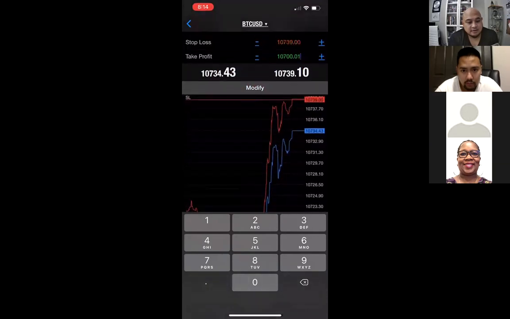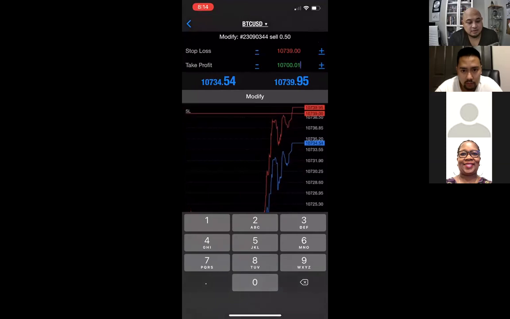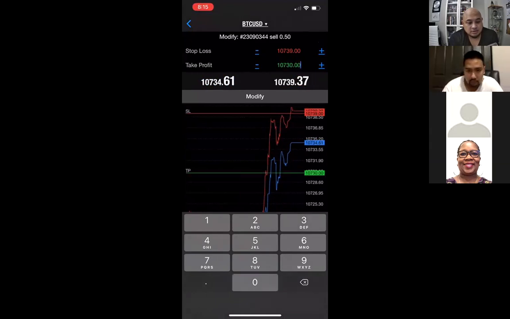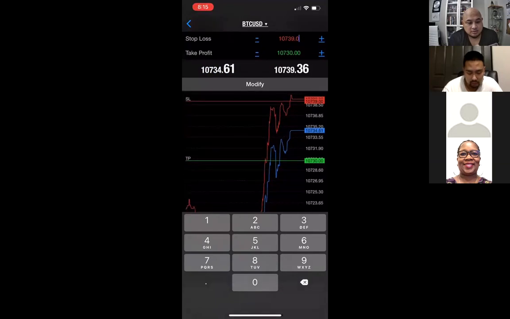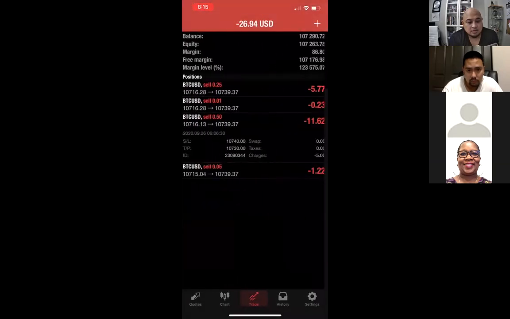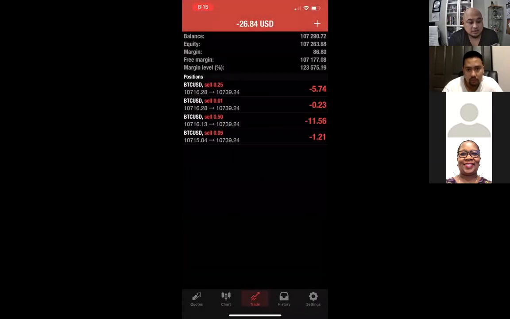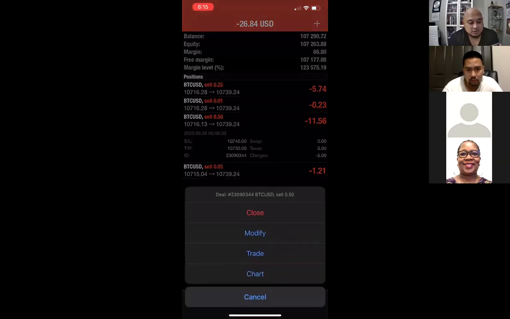Modify it? No. This one needs to be lower, right? Oh, did it take me out? No, 10, 7, 30. Then this one, let's do 1040. Okay. So now I got my stop loss in, and that part too, we're still trying to figure that out.